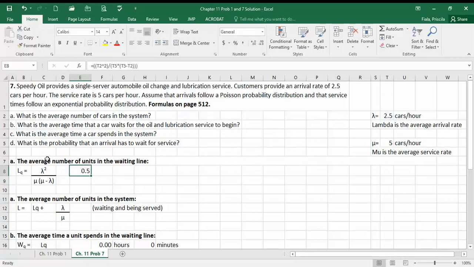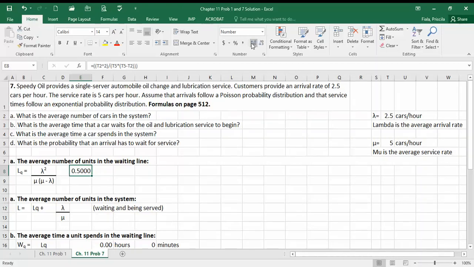It's 0.5. So the average number of units in the waiting line is 0.5. Okay, so with this in mind, I can put one more digit or not. Okay, that's fine. Let's put 4 digits. Sometimes it makes a huge difference.